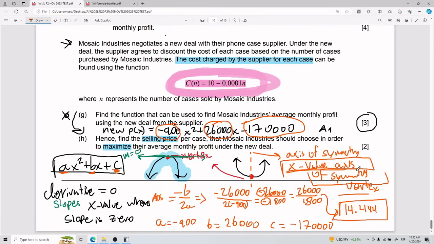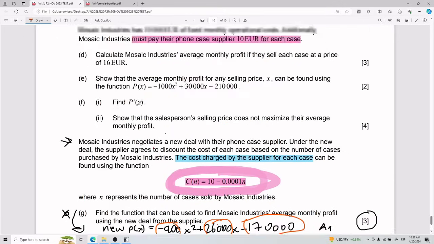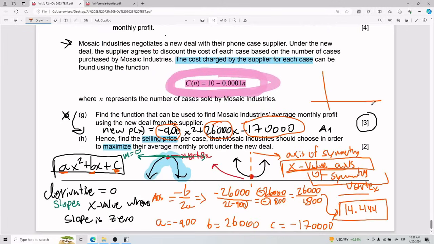And so what is x in this case? Well, we know that y is profit, and you know that x is selling price. And so actually from here, you don't need to find the y value of your vertex. Just by having found that this is 14.4, you're good to go. So your final answer is 14.4 euros.